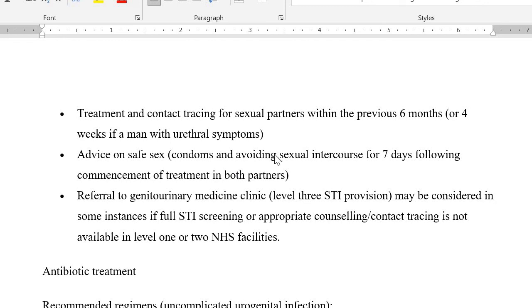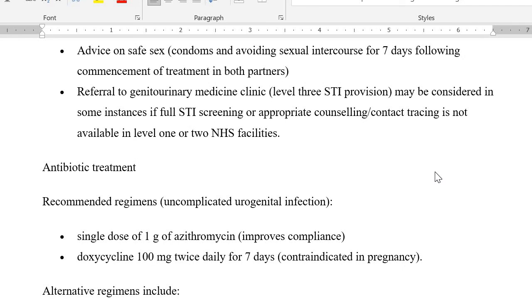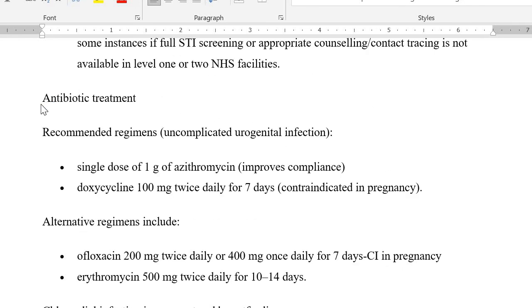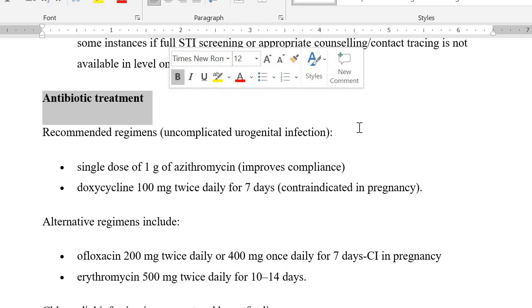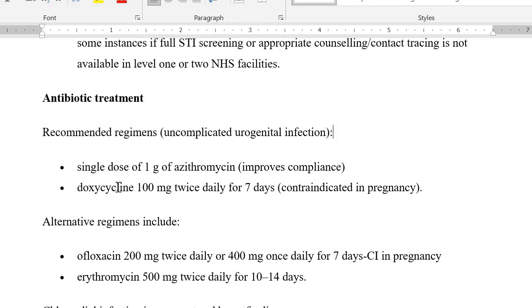And then which antibiotic treatment should be given? This is when your patient is having chlamydia. So we will recommend a single dose of 1 gram of azithromycin. It will improve patient compliance. We can give doxycycline 100 mg twice daily for 7 days, but it is contraindicated in pregnancy. Why? Because it will cause discoloration of the teeth of the baby.